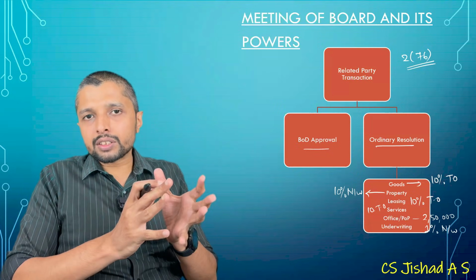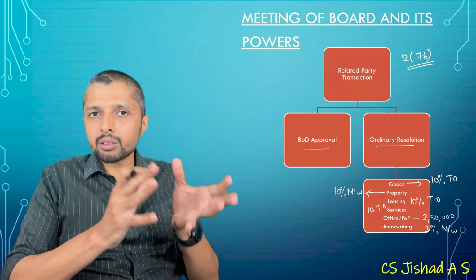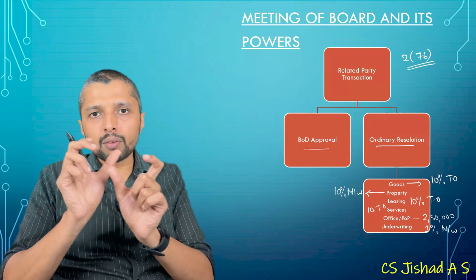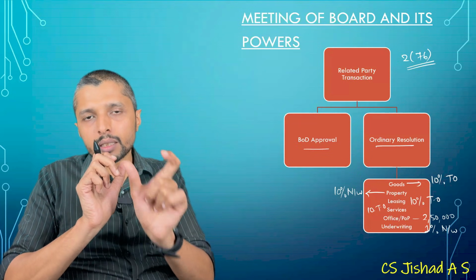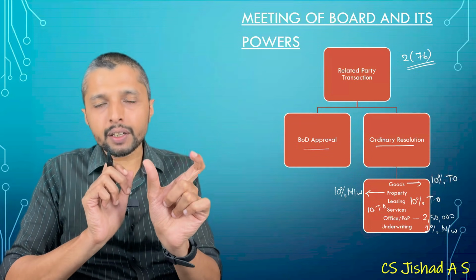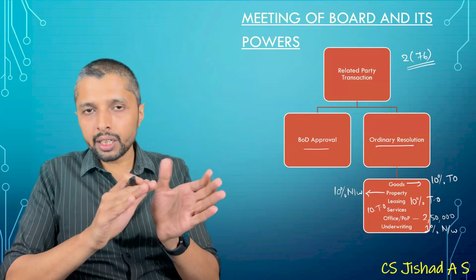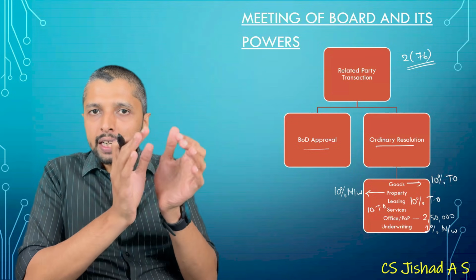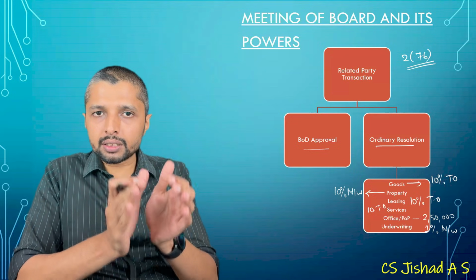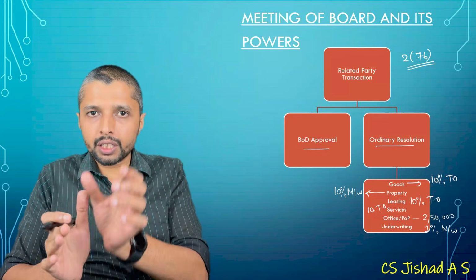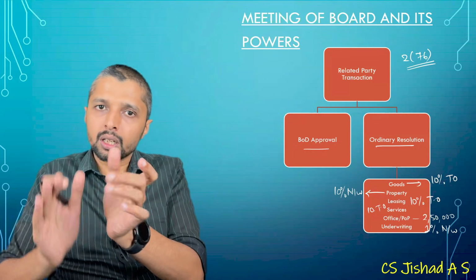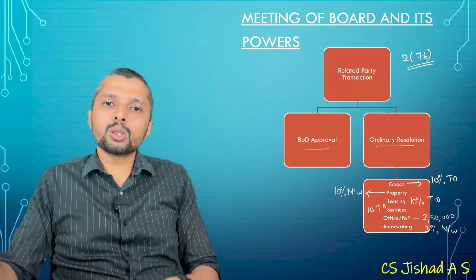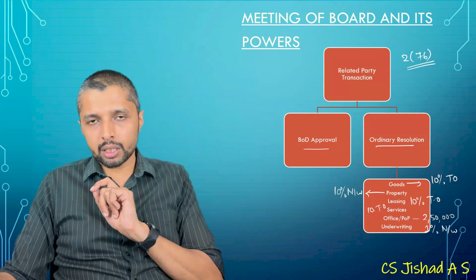Means if the transaction is related to sale, purchase or supply of goods, the threshold is 10% of turnover. Suppose the turnover of the last financial year is 5,000 crore and 10% of turnover is 500 crore. So 500 crore is the limit. If the amount of transaction in this financial year reaches 500 crore, means 10% of turnover or above, you will be requiring ordinary resolution. Otherwise, you will only be requiring board resolution.